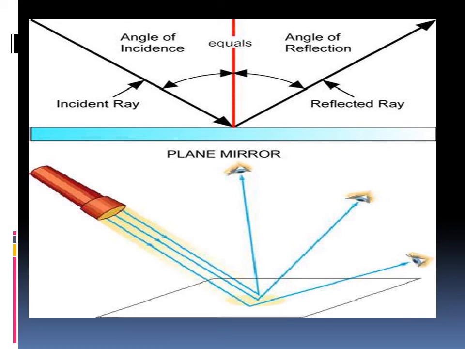So as we talked about the incident ray, it means the light falling on a plane mirror, and that is called incident ray. And if it is reflected, it is called reflected ray. And the line perpendicular to the mirror is called normal ray. Angle of incidence is the angle between incident ray and the normal ray, and angle of reflection is the angle between the normal ray and the reflected ray, as we can see in the figure.